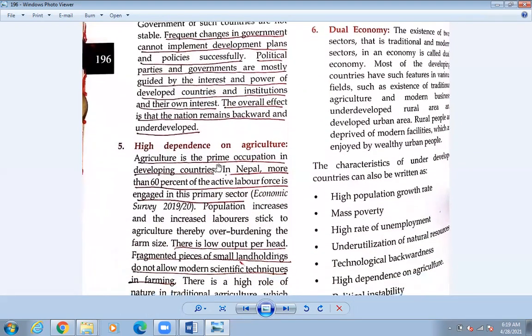Okay, so this is the last point maybe because the time is going to be up. Okay, so high dependency on agriculture. Okay, so highly dependent on agriculture. So in the developing country, we can see our country also, we are most dependent on agriculture. And in agriculture, the work lasts only 4 months. And again after 4 months they are going to be unemployed, isn't it? Because for 4 months, from Asar maybe until Mangsir, they are employed because they are growing something. Okay, so after that one, they are jobless.